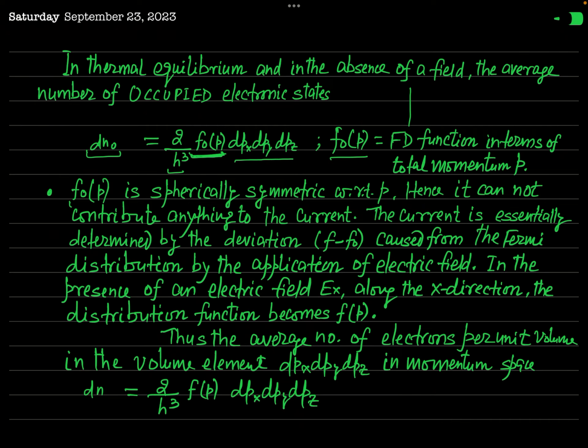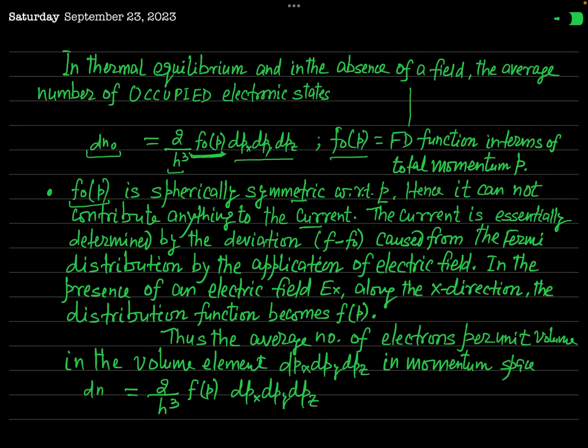But this f naught of p is the Fermi-Dirac distribution function in terms of momentum when no perturbing field has been applied. Actually, this function is spherically symmetric with respect to p. And since it is spherically symmetric, there will be no net flow of charge and it will not contribute to any electric current.